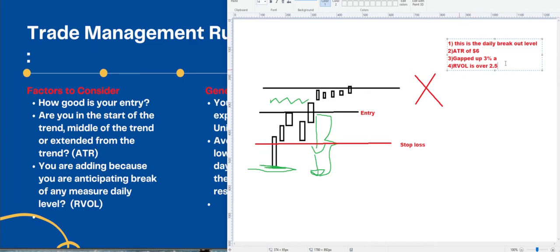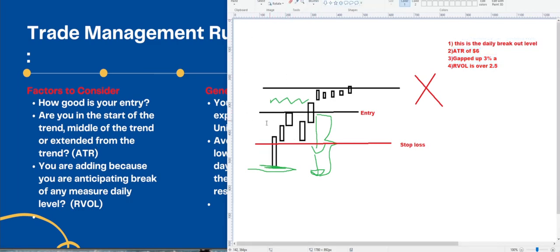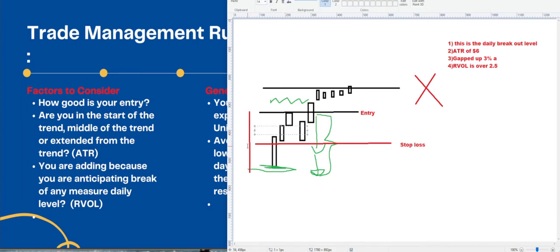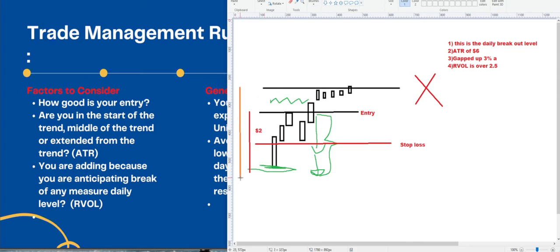So now, given all these factors, and right now what I see here is that if we say the ATR of this is $6, then from here to here, this is only covered $2. So if it's only covered from here to here, this $2, and so far we have reached only $3.5.